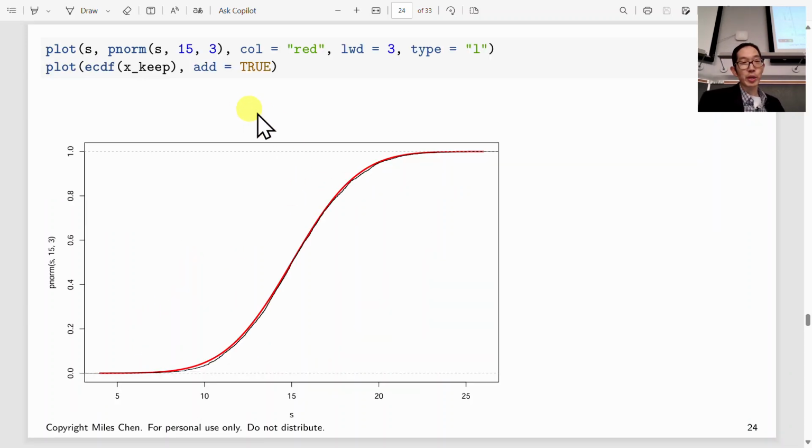I can do a comparison between the empirical CDF in the black line and the theoretic CDF in the red line. Matches pretty closely, okay? And that's what we have. All right.